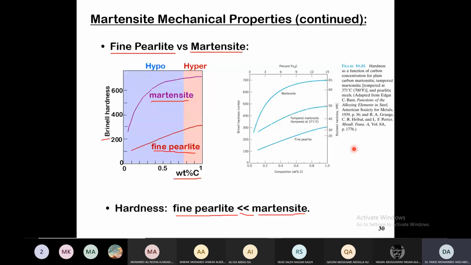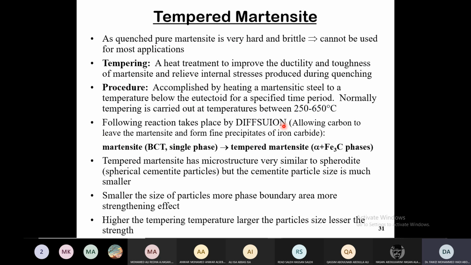So this is how we can make use of the martensite: either make part of it or aggregates of it in the material, or as a whole temper the martensite and make it with less strength, less hardness, but a more ductile material, which could be used in industry. What is tempering? What is tempered martensite? As I'm saying, a quenched pure martensite is very hard and brittle and cannot be used for most applications.